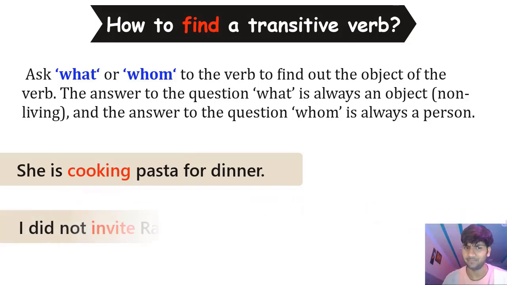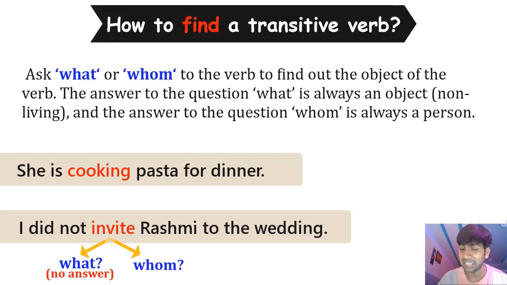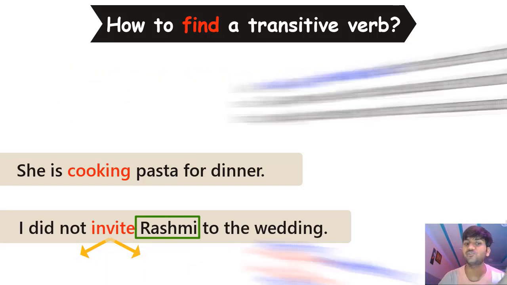Let's take another example. I did not invite Rashmi to the wedding. I did not invite what? Did I invite a thing? No, I did not. So it doesn't answer the question. I did not invite whom? When I ask, I get my answer. That is Rashmi. I did not invite Rashmi to the wedding. So it answers the question whom, right?